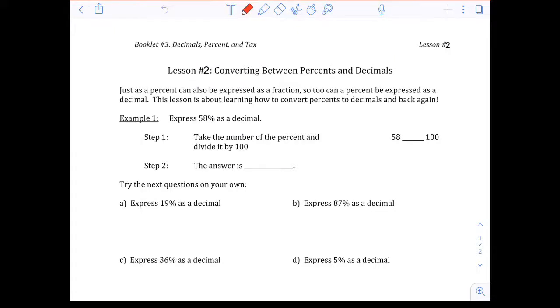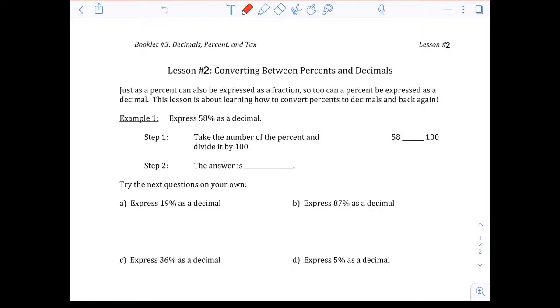Alright, welcome back. Lesson 2 for Booklet 3. This one just goes kind of what we talked about at the end, but more of a formal lesson for it. It's dealing with percents and converting them into decimals, not the fractions, but the decimals. So actually having the fraction and dividing it.